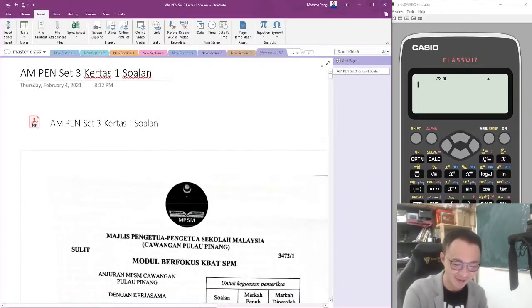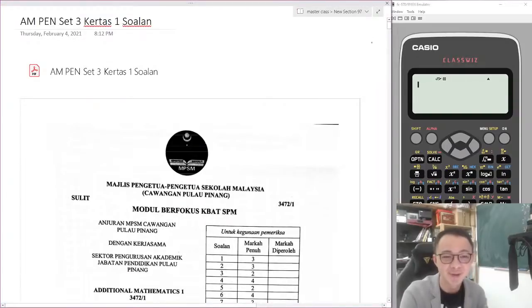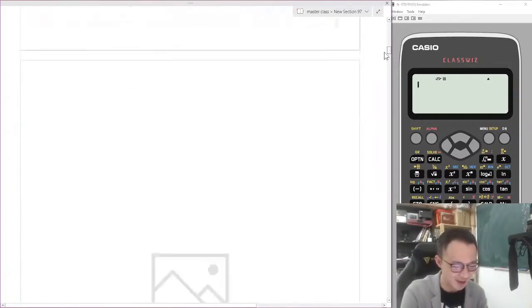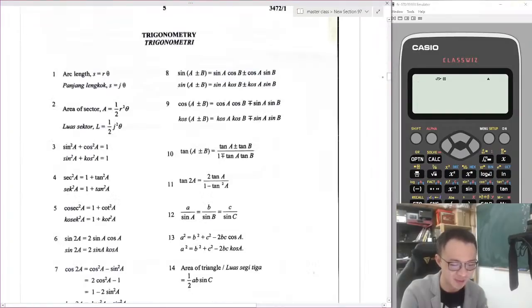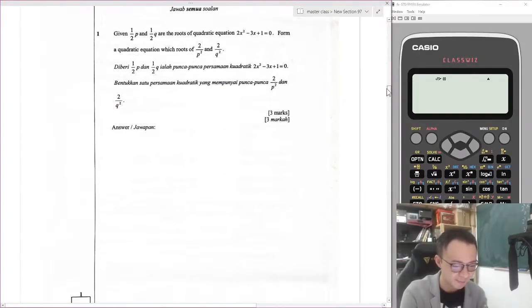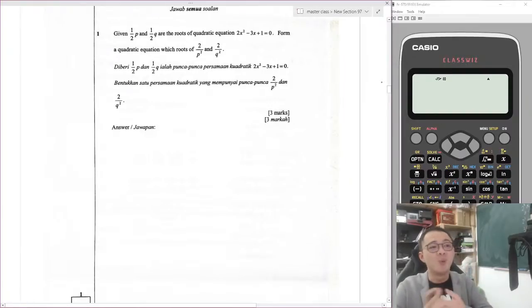Alright, so okay, let's begin. Not really all 35 questions are hard, but definitely some questions are quite tough for SPM students. Okay, question number 1 first.